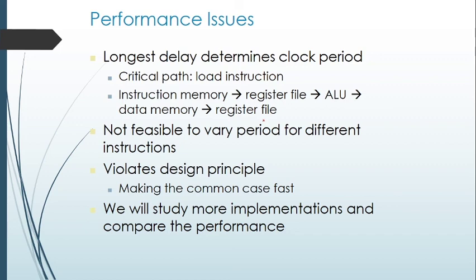It is not feasible to vary the period for different instructions, so we cannot have a smaller clock cycle for R type or branch instructions and a bigger clock period for load word. We can only have one clock period for all the instructions, and that is decided by the slowest instruction. So that is one reason it is not a very ideal design. We will study more implementations and compare the performance with single cycle, for further development in the design.